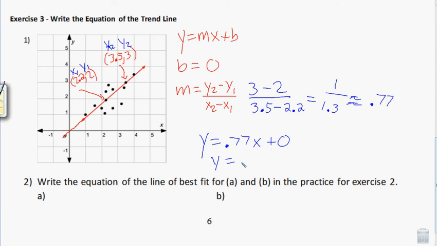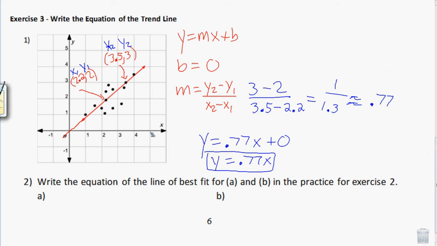I could write it as y equals 0.77x, which means it's like rising a little less than 1 and then over 1. So if I go up a little less than 1 and over 1, yeah, it seems like I'm on the line. Do you see that? Up a little less than 1 over 1, I'm on the line. So you do want to calculate your slope. Your y-intercept is something we just eyeball. We look at it to see.